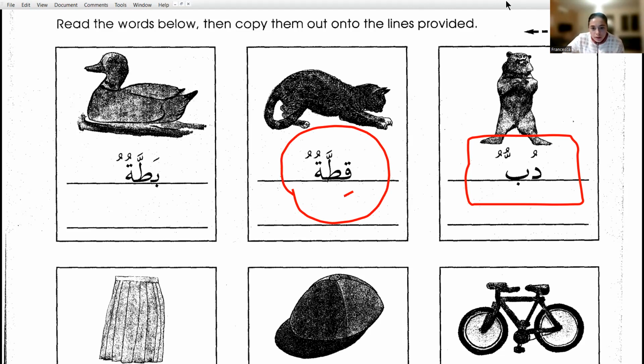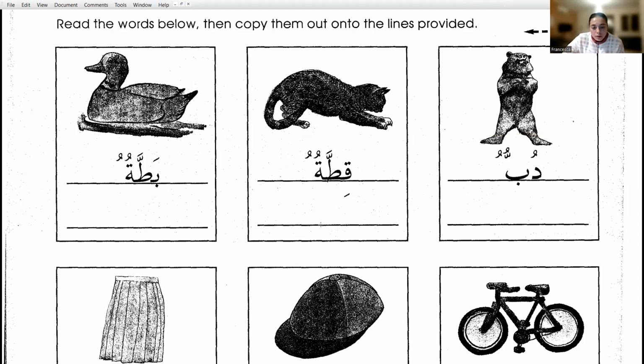Kit. Kit tatun. Ta or ta? Ta. Kit tatun. Excellent. And this one? Kit tatun. Yes, perfect. Very good.